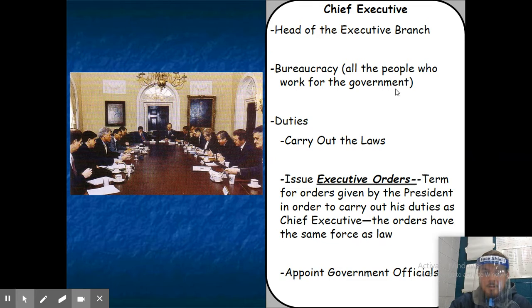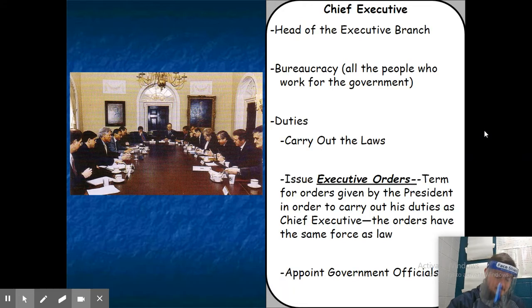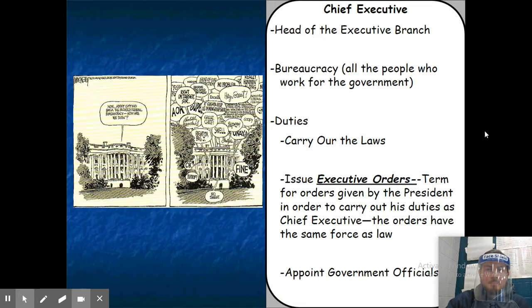Now, if you remember, earlier we talked about how the executive branch has the most employees. This is because of bureaucracy. It's all the different people who work for the government. There are certain duties that he has, such as carrying out the laws. He can also issue executive orders. These are orders given by the president in order to carry out his duties as chief executive. The orders have the same force as a law, and just like a law, get reviewed by the Supreme Court. He can appoint government officials, such as Supreme Court justices and cabinet members.